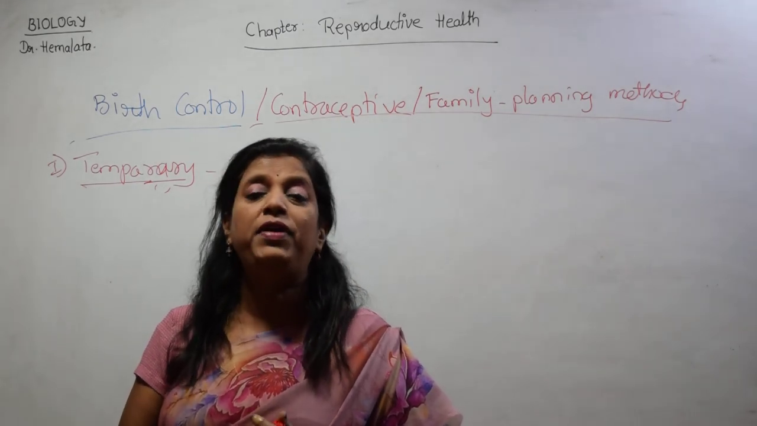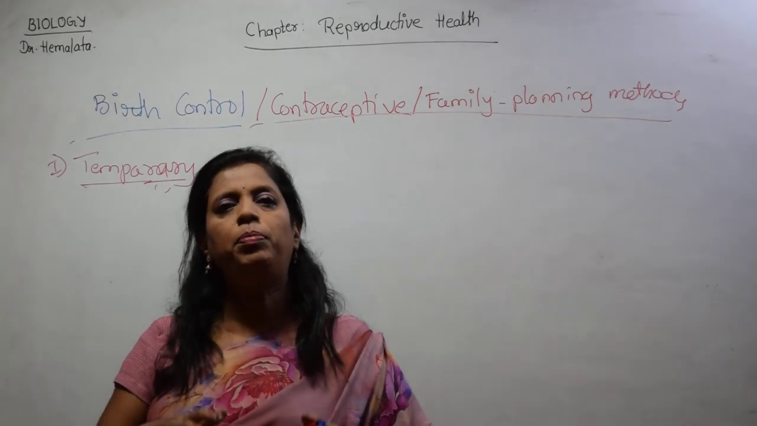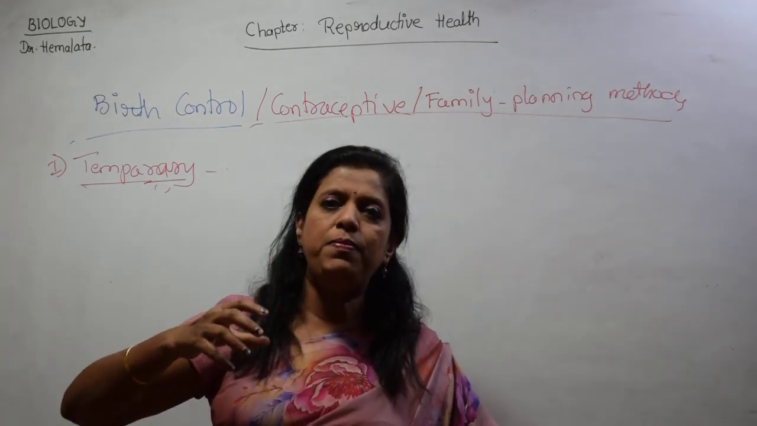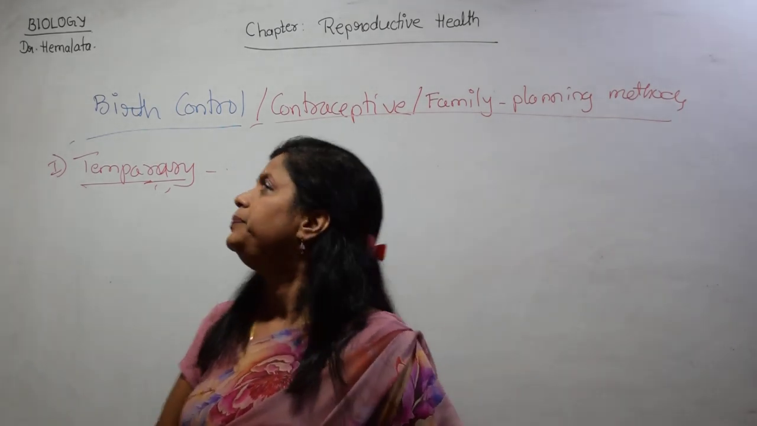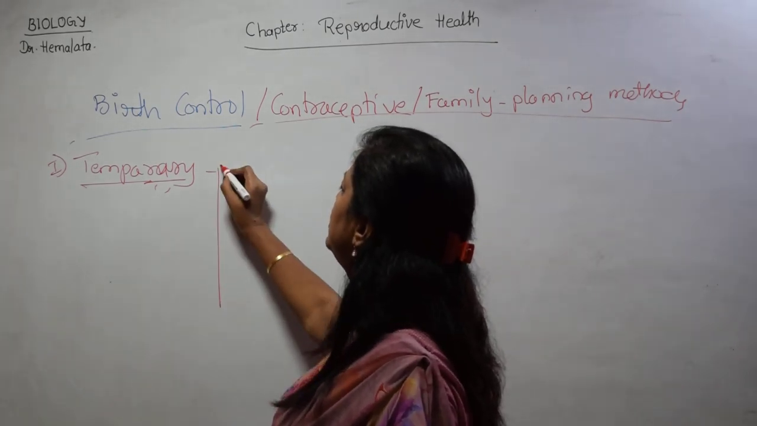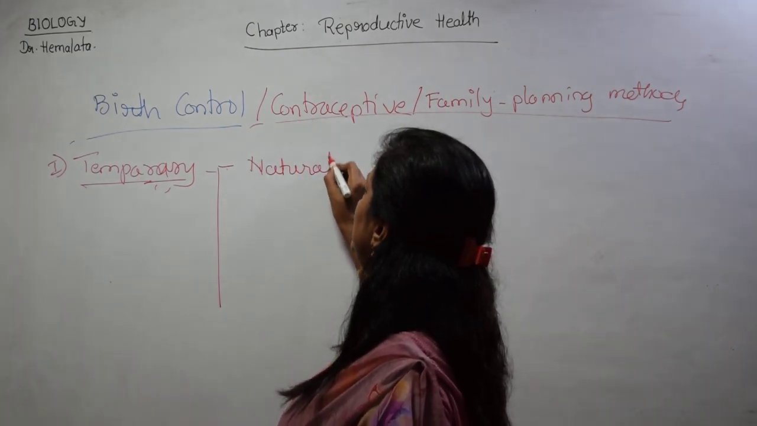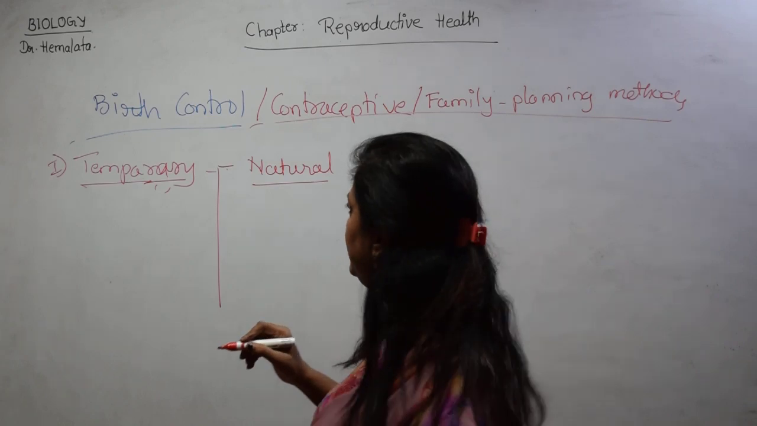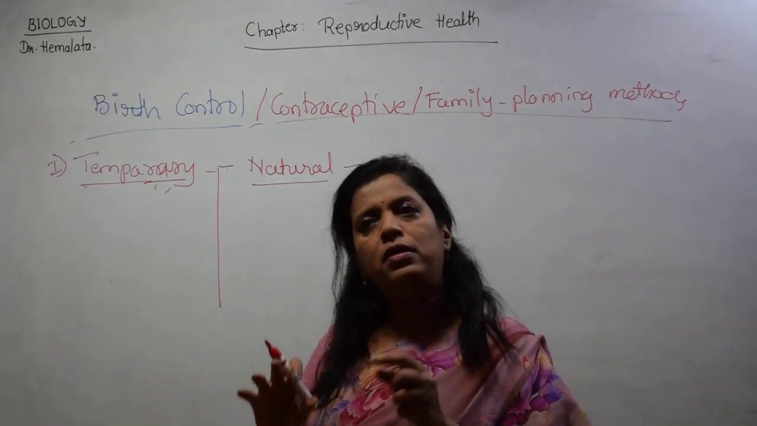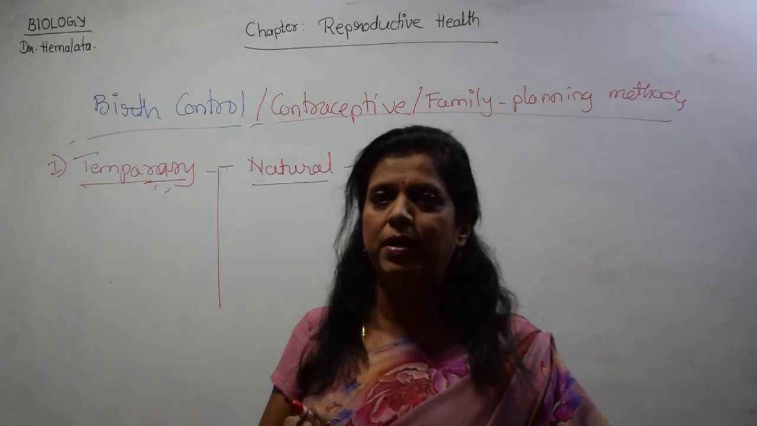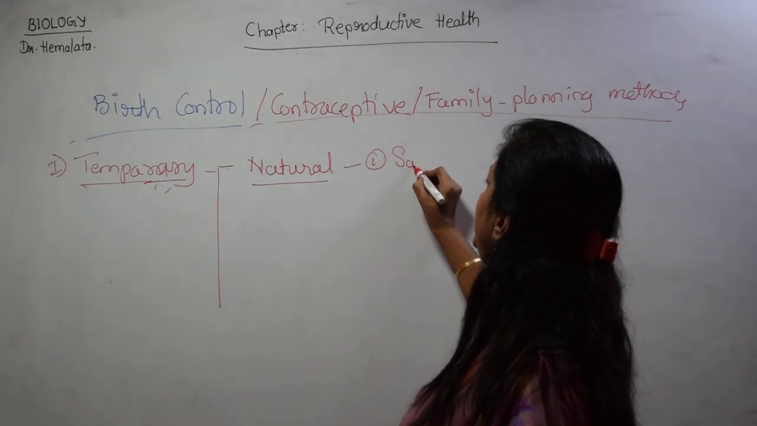So, what is the meaning of temporary? It is not surgical, it is not permanent. Only at that time they can avoid fertilization, avoid pregnancy. It is a temporary method. Under this we have types. Under this, the first one is called the natural family planning method. Natural methods, right? Natural method means there are some types in which they can avoid the pregnancy. First one is the safe period method.